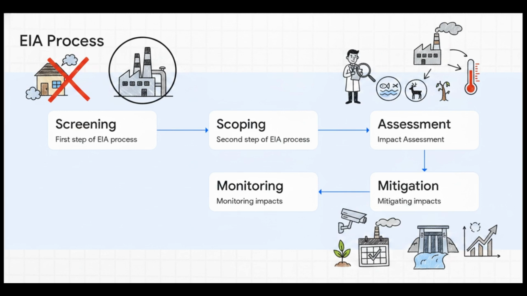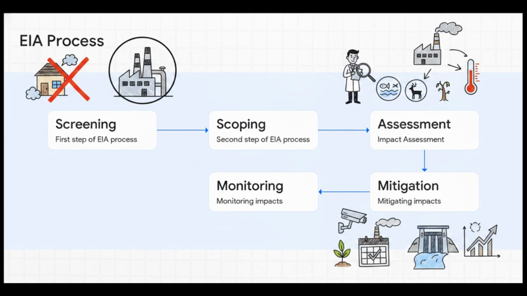Next up is scoping. This is where we draw the boundaries to figure out what matters most. Are we deeply concerned about the local aquifer, endangered wildlife, maybe severe noise pollution? We figure out exactly what the study needs to zero in on. Step 3 is the impact assessment itself. Now, this is the heavy lifting, where scientists and engineers predict exactly what's going to happen to the environment if the project goes forward. Step 4 is mitigation.